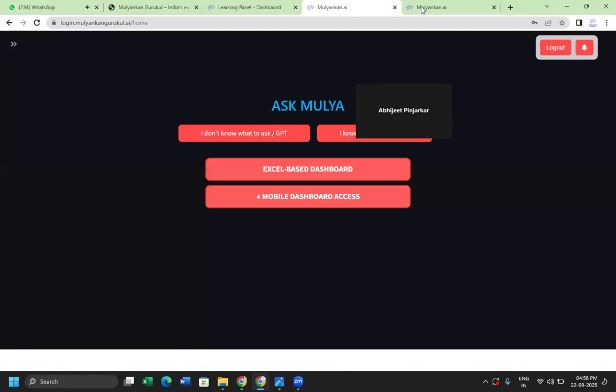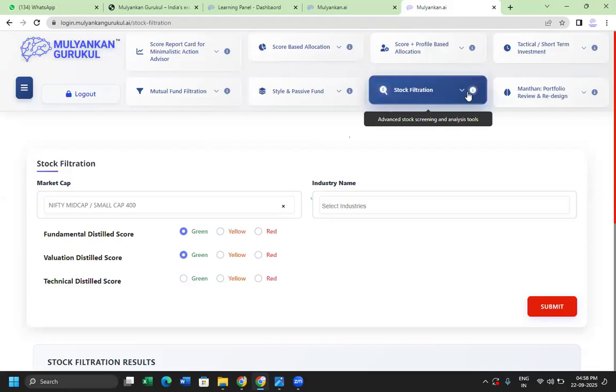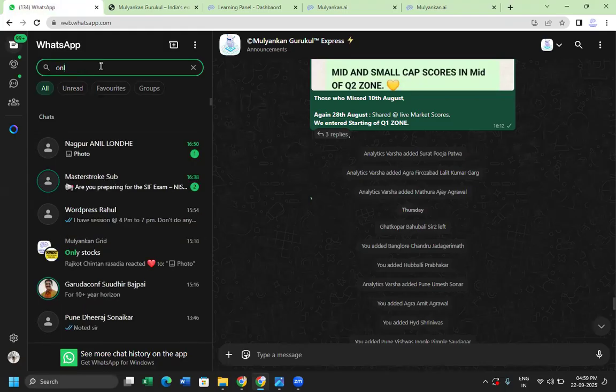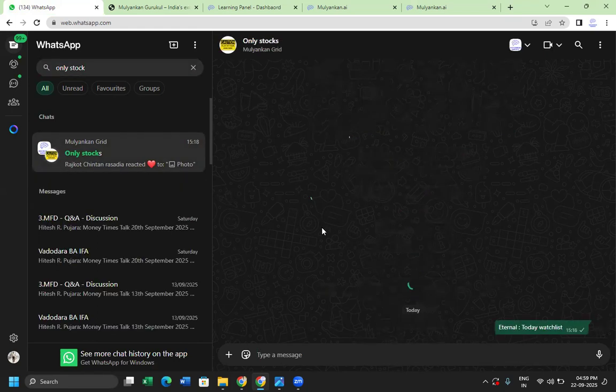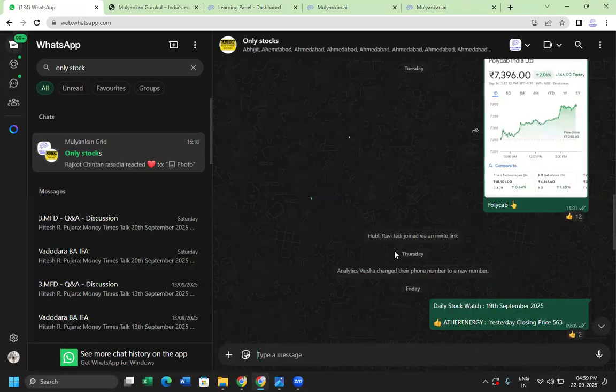And in that daily stock watch, it's always showing no data available. So the daily stock watch is being provided within our Express community. There are grid members. For grid members, we provide only stocks. Here it is for the advisor who wants to do day trading. So for the advisor or broker who has a trading terminal, we provide a daily stock watch list of only stocks.